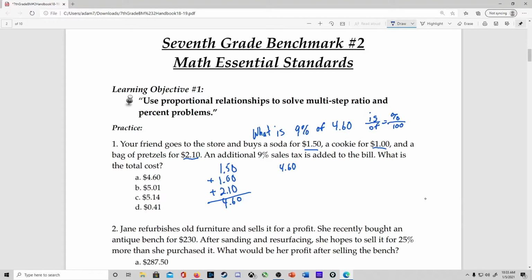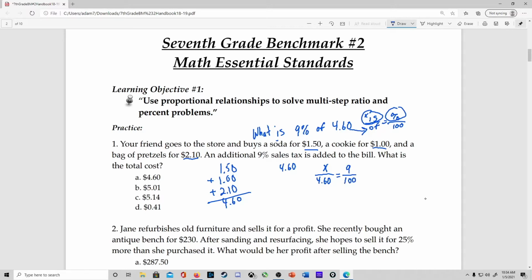So when we look at this, we have what is. So we don't know this number. So there's our x, 9%. So there's our percentage, and of 460. So there's our number there. So if we set that up, we have what is over of 460. So x over 460 equals 9 over 100.